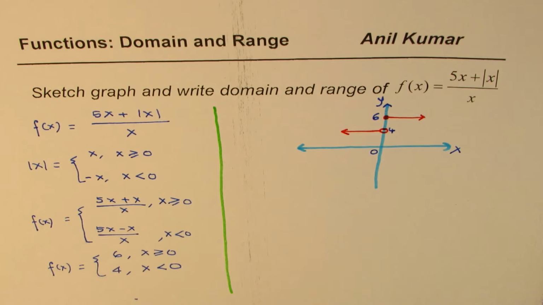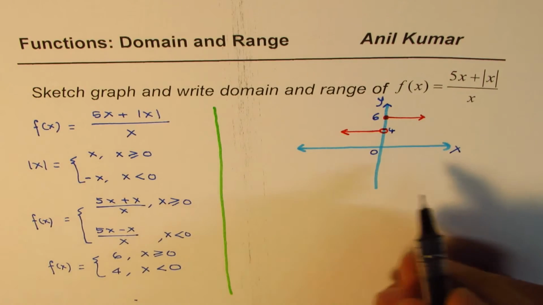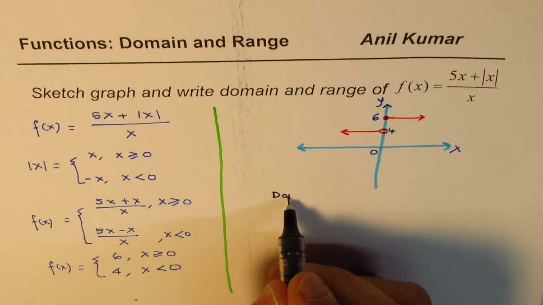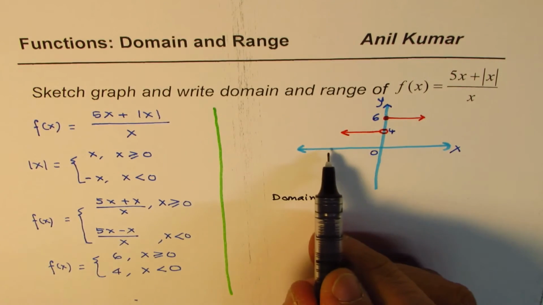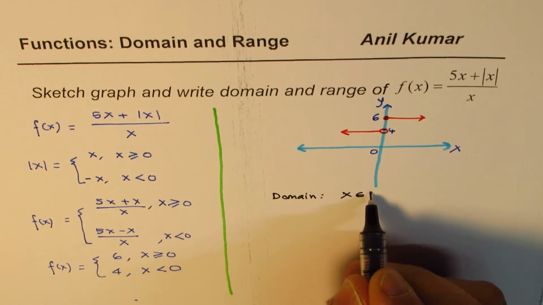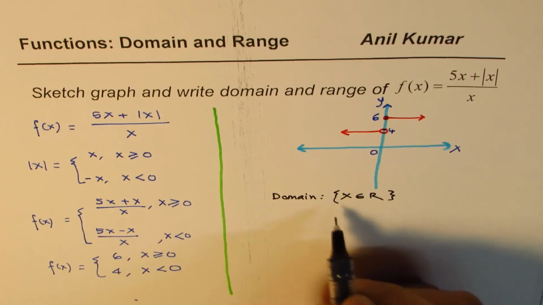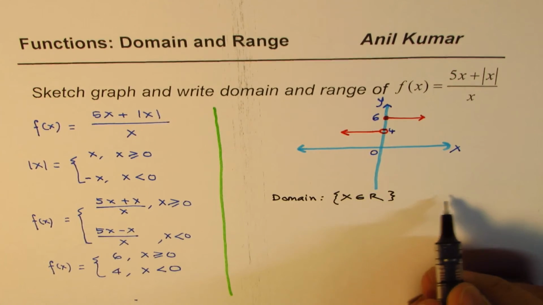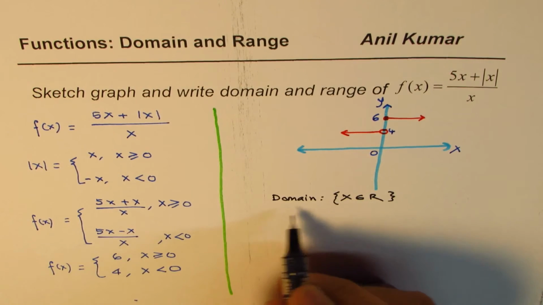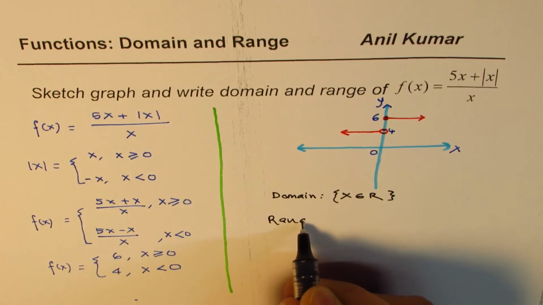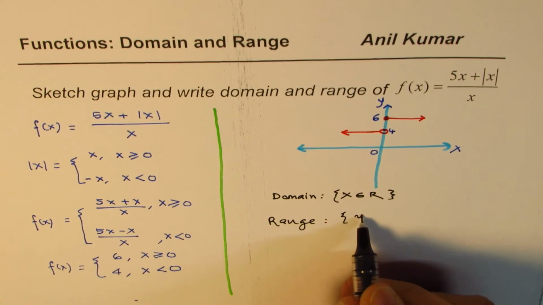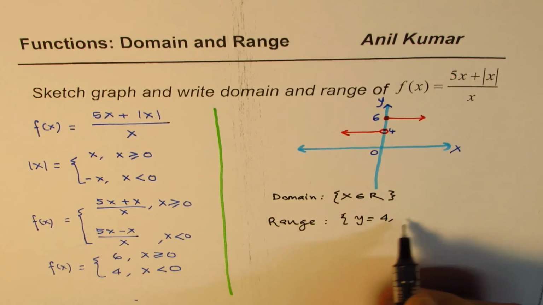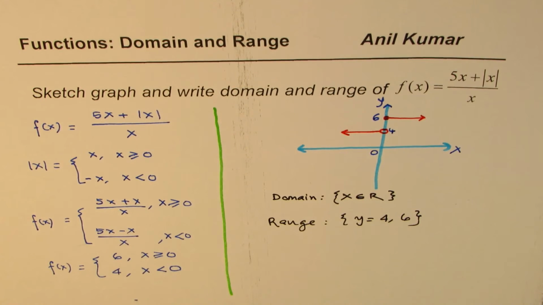You can always pause the video, answer the question, and then look into my suggestions. As far as domain is concerned, domain is x belongs to all real numbers, right? So x belongs to real numbers, that's the domain. If you're using interval notation, you could write from minus infinity to plus infinity, okay? And as far as the range is concerned, you can see range is either 4 or 6, right? So it is y equals 4 or 6. So that is the range for this particular function.